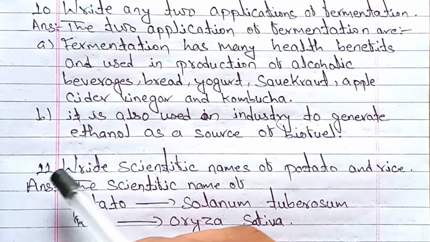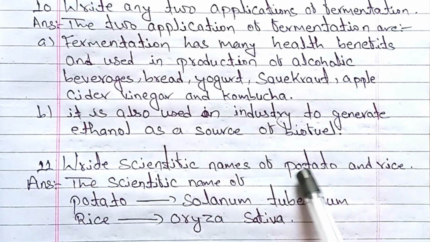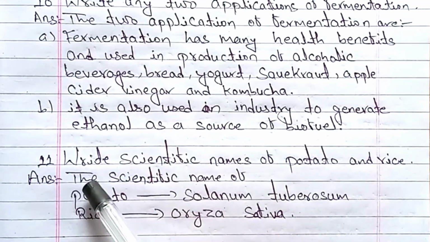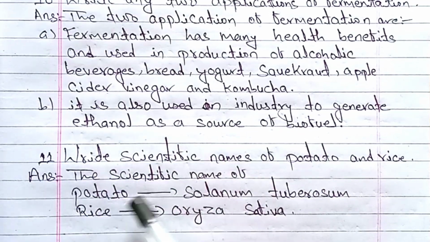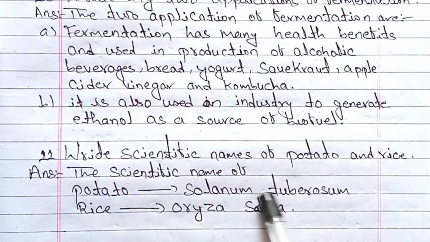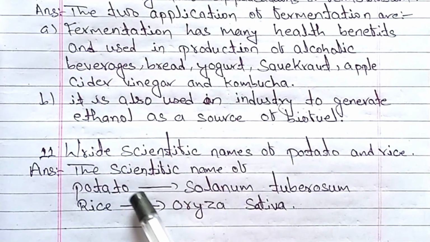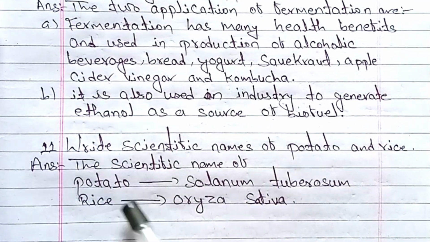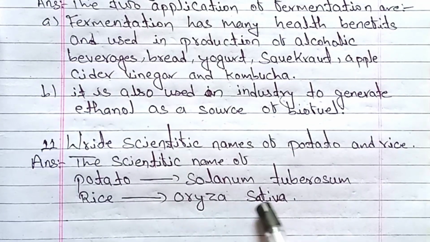Question number 11, write the scientific name of potato and rice. So answer, the scientific name of potato is Solanum tuberosum, and of rice is Oryza sativa.